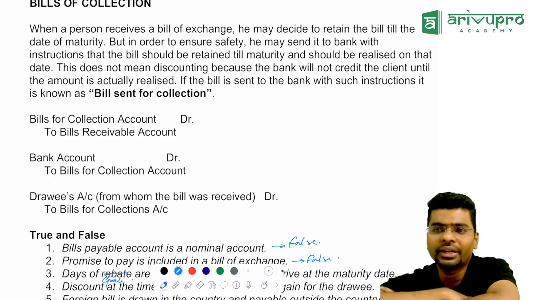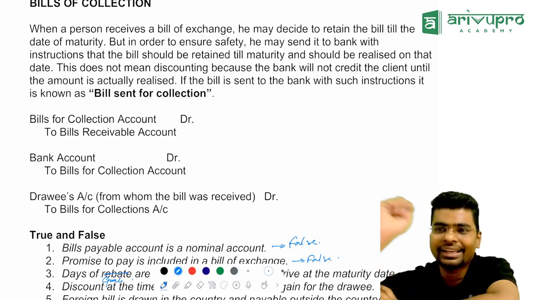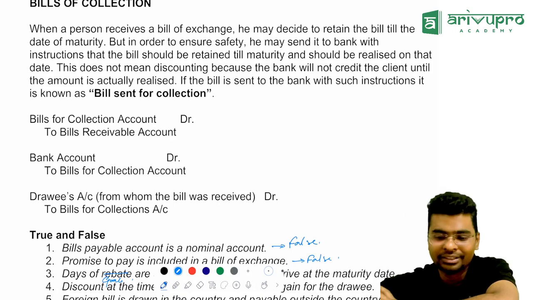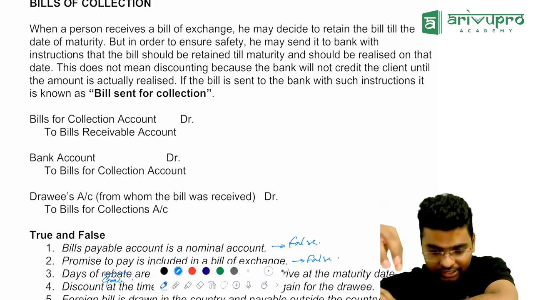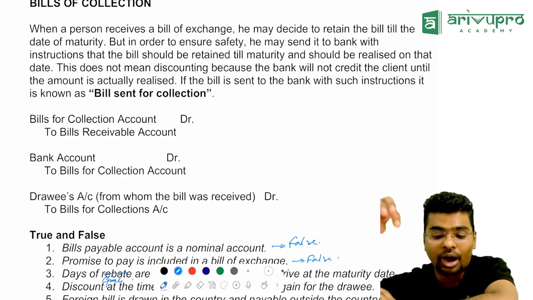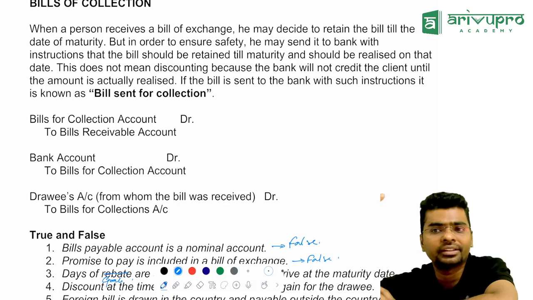Whom would you pay the bill? Why? Because the bank is the holder of the bill. So he is saying that till the time the discounting is not done or the amount is actually realized, the amount will not be credited in the bank.